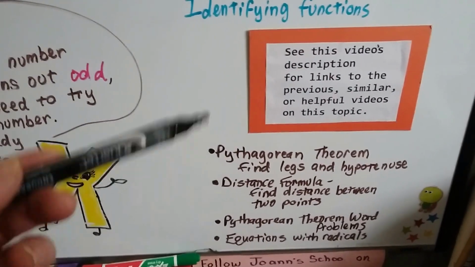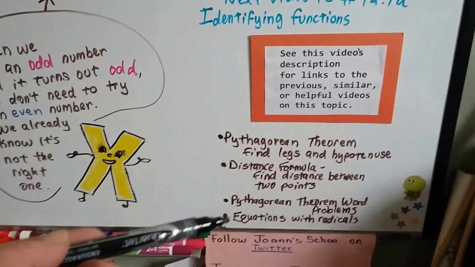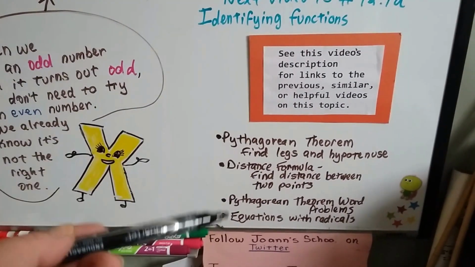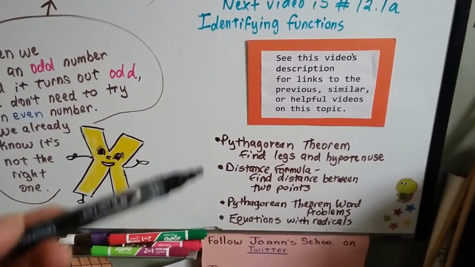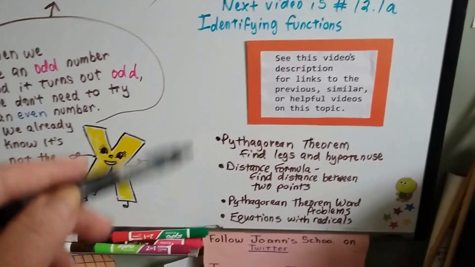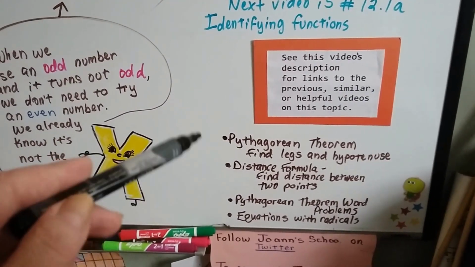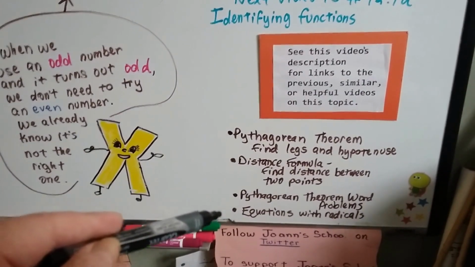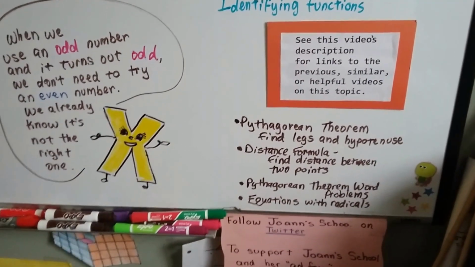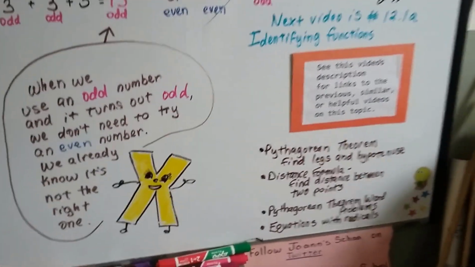And of course, in this playlist, all the videos have links in their descriptions that you can just click and find a previous similar or helpful video on the topic. And we were talking about the Pythagorean Theorem and using it to find the length of legs or hypotenuse of a right triangle. We even did the distance formula. And we had a word problem, and we did some equations with radicals, okay?